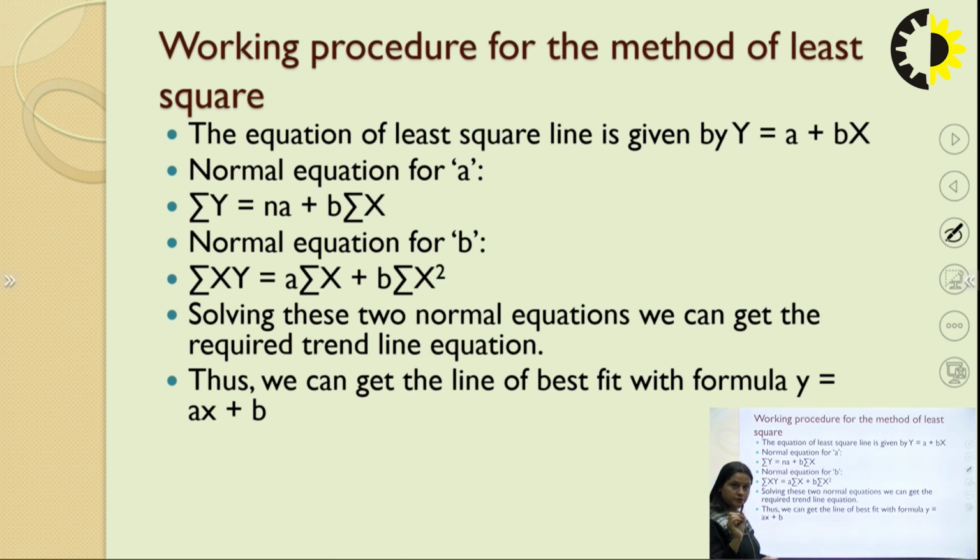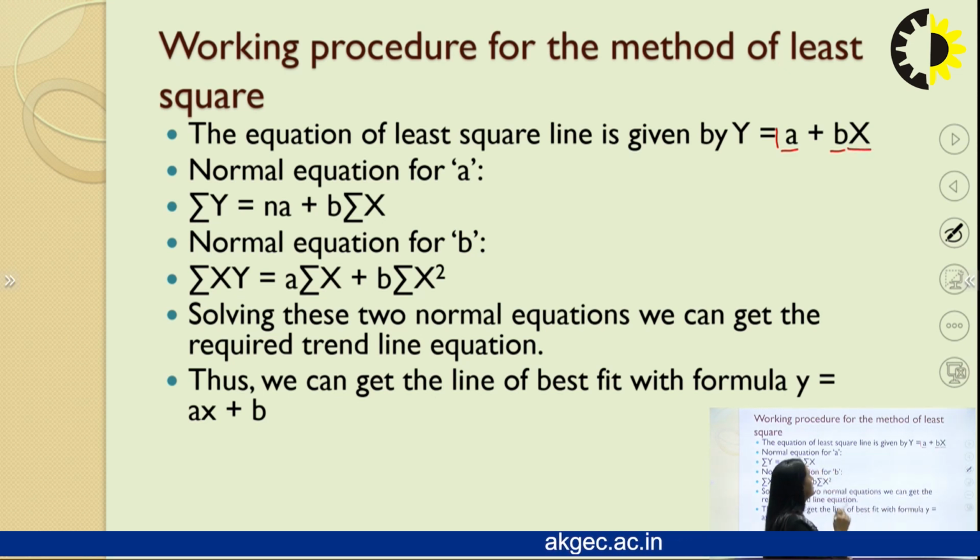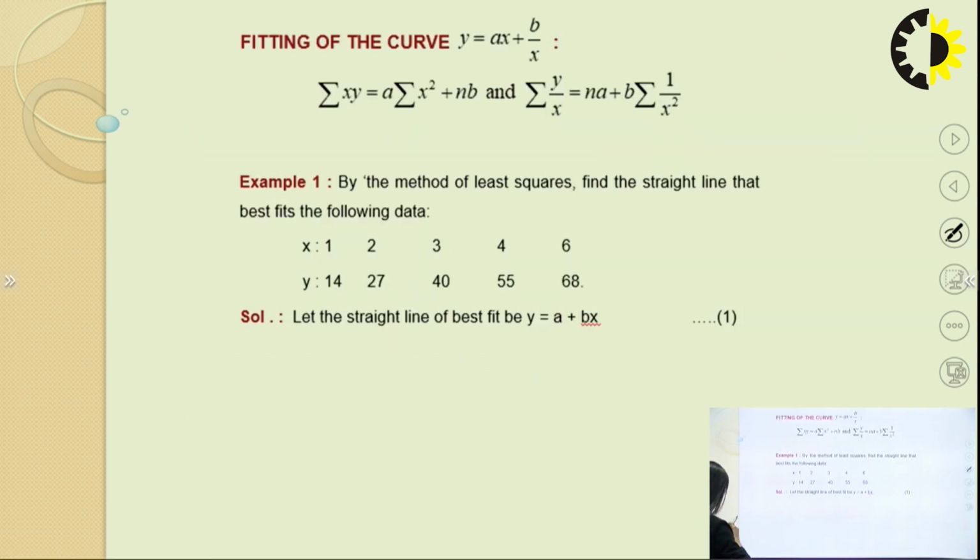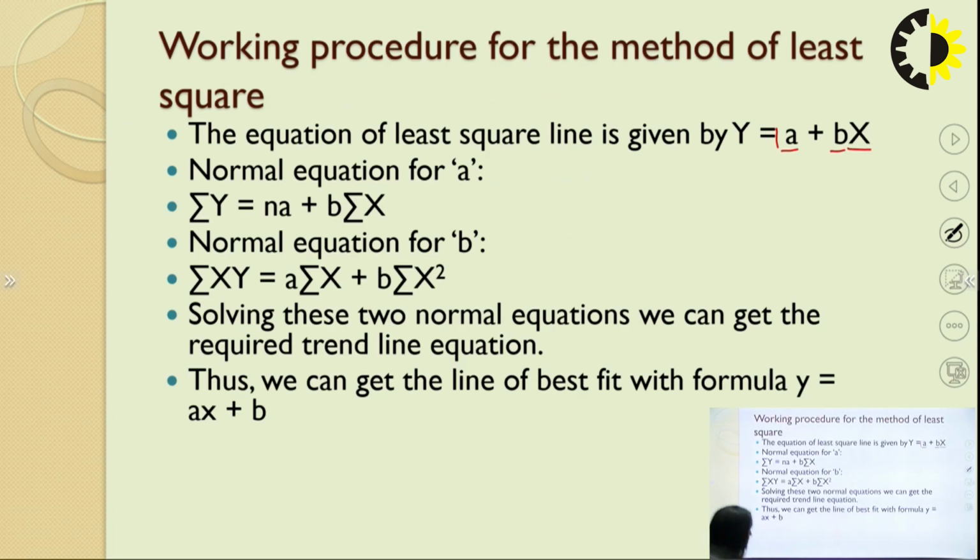So please pay attention. Here we have a and b, which we need to calculate. Now we will find the coefficient of a, which is 1 here, and the coefficient of b, which is capital X here. So the coefficient of a is 1 and the coefficient of b is capital X. For finding the normal equation for the curve fitting, we will multiply by 1 in the equation and use summation, or add, for all the values. So we will get summation y = n a plus b summation x.